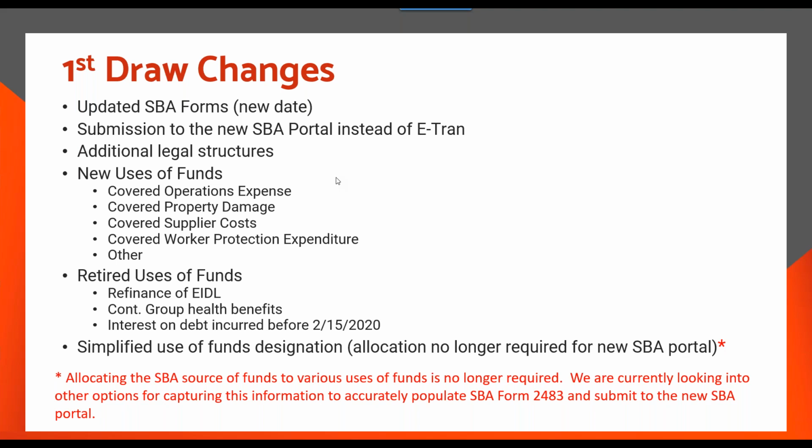And obviously a change that I've already talked about is a simplified use of funds designation. We still think it's important to document what they are, given that information's on the forms and makes its way into the SBA. So we're looking at a better way to capture that information in our information request, or to allow you as a lender to check the appropriate boxes if need be.